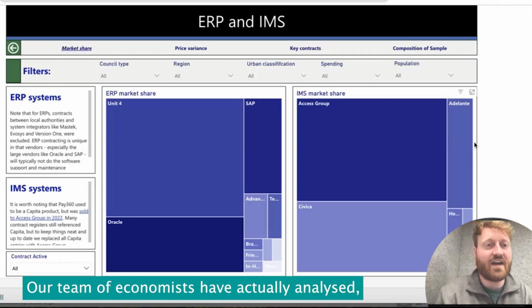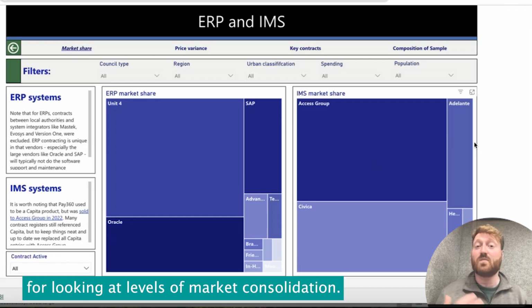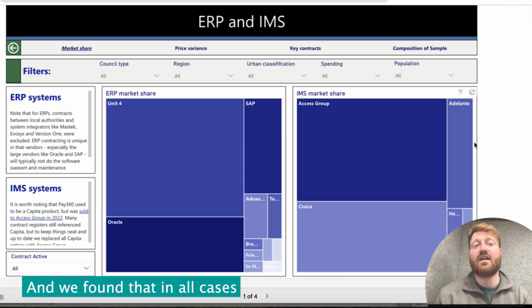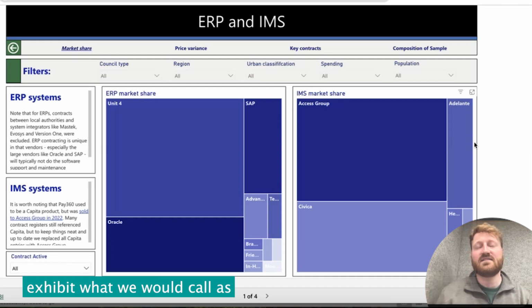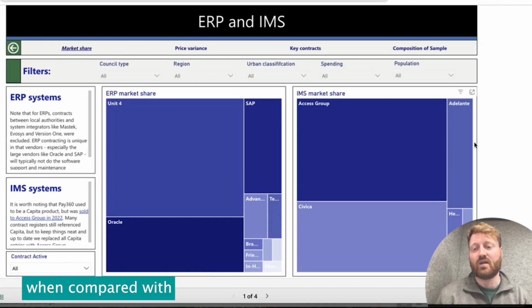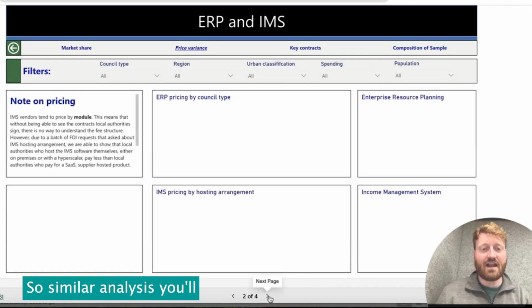Our team of economists have actually analysed this using an economic model for looking at levels of market consolidation, and we found that in all cases but one, all of the markets exhibit what we would call high levels of consolidation when compared with markets in the private sector. So similar analysis you'll see here.